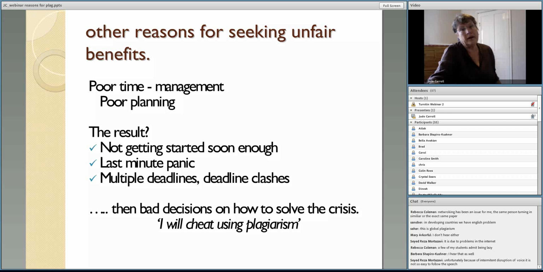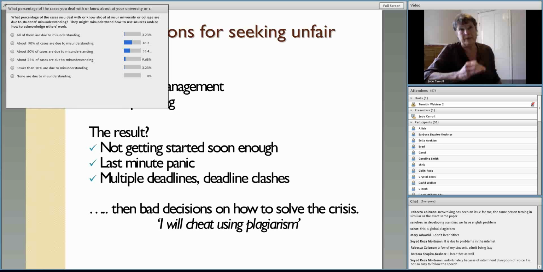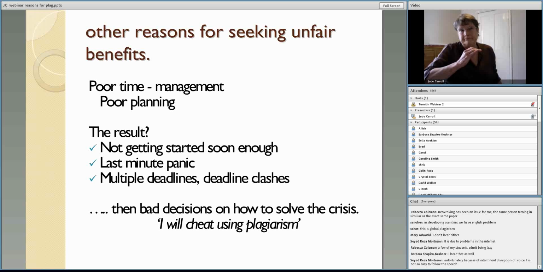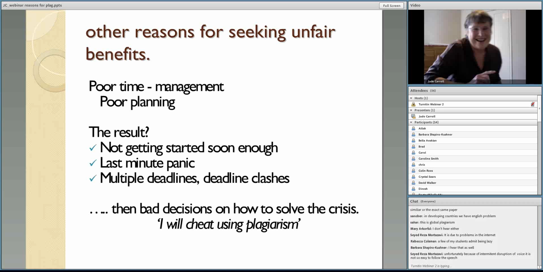So here we are, back to reasons for seeking unfair benefit. We've got opportunity, we've got poor time management, we've got commissioning sites, we've got chances to find stuff, we've got much better search engines than we've ever had.